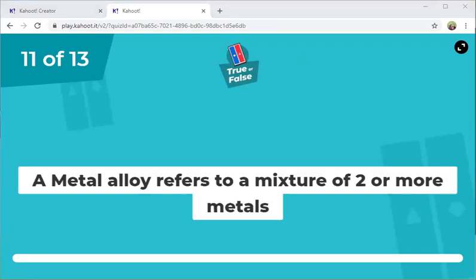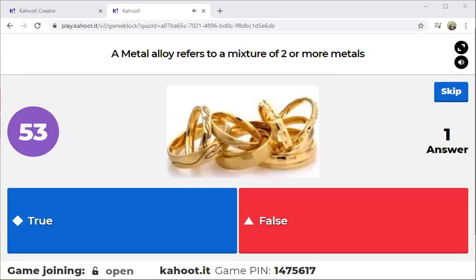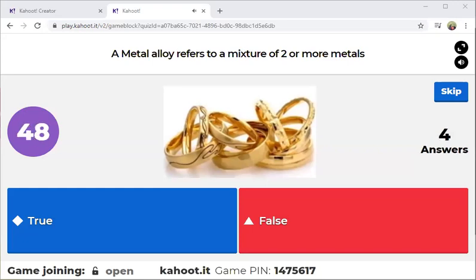A metal alloy refers to a mixture of two or more metals. True or false? Read your question carefully and answer correctly.